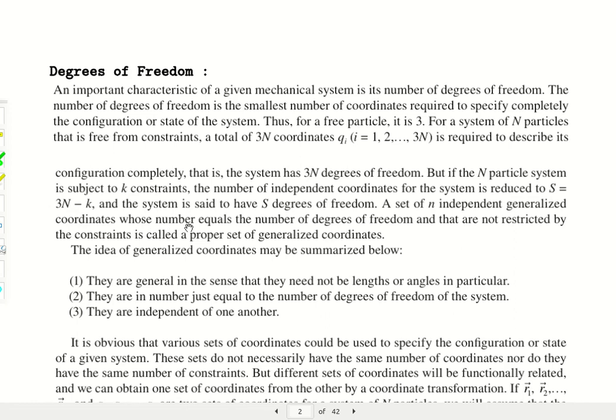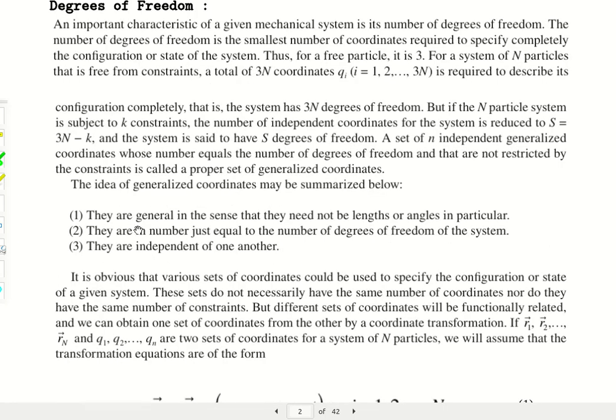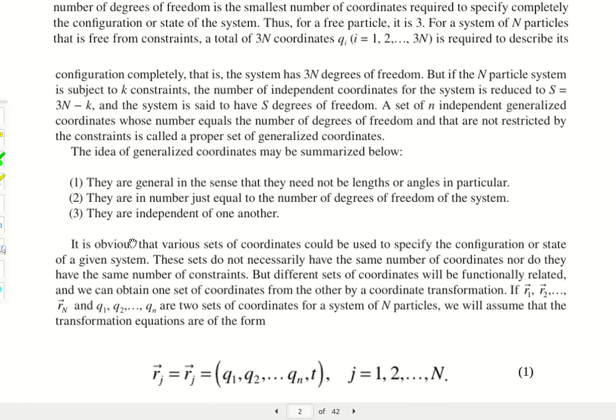And the generalized coordinates are those which are independent of each other, and the number of generalized coordinates for a system of particles is just equal to the degrees of freedom of the system. So the idea of generalized coordinates is summarized here, in points 1 to 3, and I have discussed it.